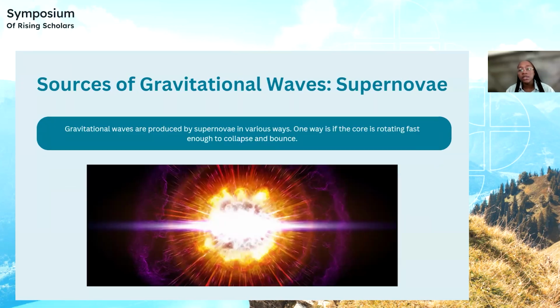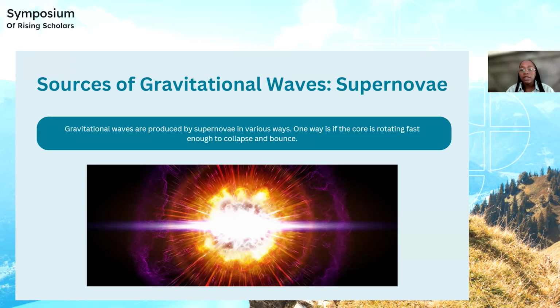Another one of these sources is a supernova, and a supernova is one of the most spectacular events in the universe, in my opinion, because it just looks so beautiful, even though it is the death of a star. And there are various ways that supernova can produce gravitational waves, but one way is if the core is rotating fast enough for the star to collapse and bounce.